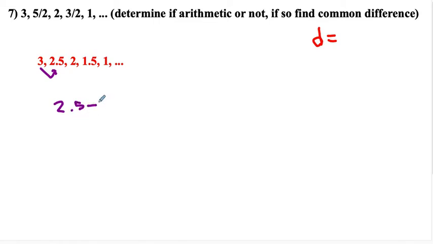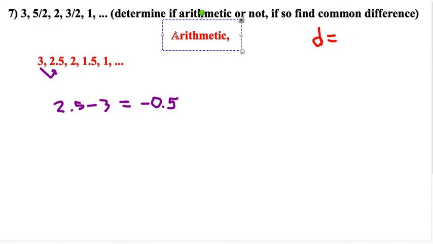2.5 minus 3 is, let's clean that up a little bit, 2.5 minus an actual 3, right, is equal to negative 0.5. This means it is definitely, and if you look at this, it continues, that same pattern continues. So this is arithmetic, so let's just type this rather. This is arithmetic, and D is equal to negative 0.5, and that's it.